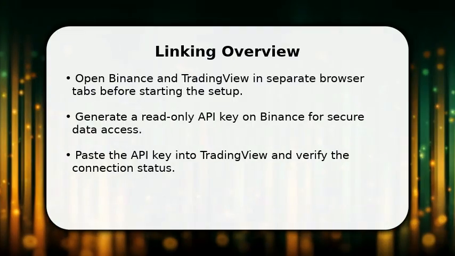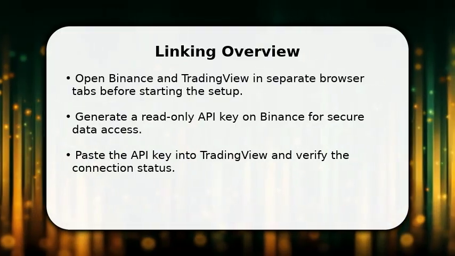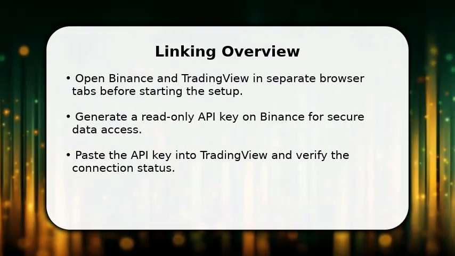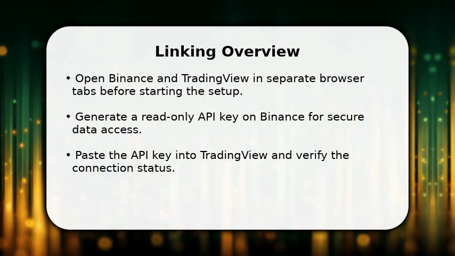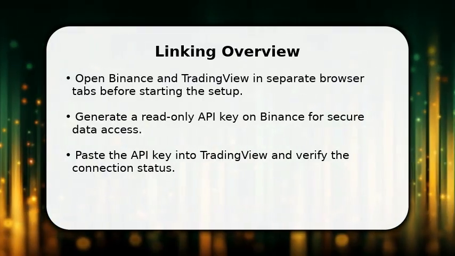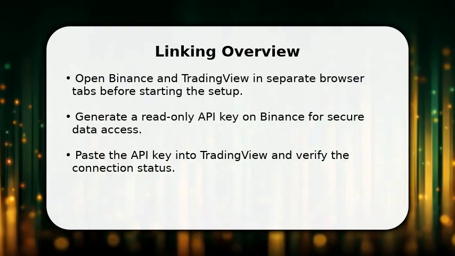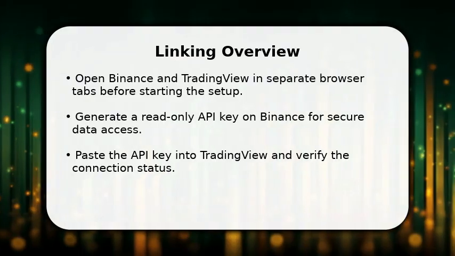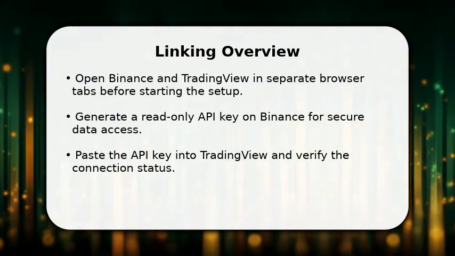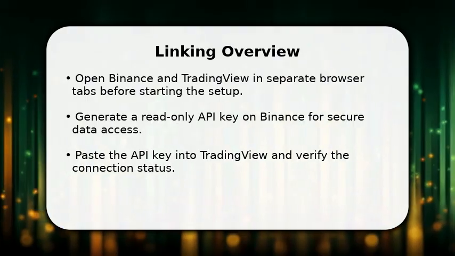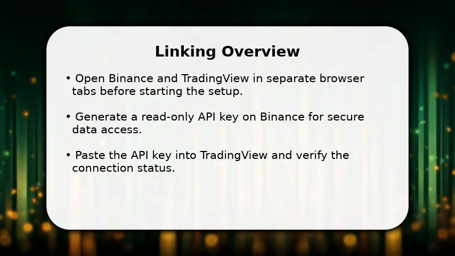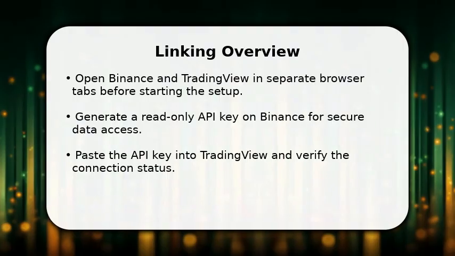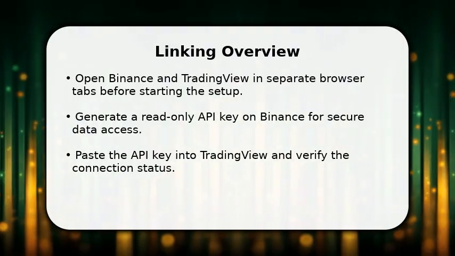In this video, I will show how to link Binance to TradingView step by step. First, open Binance and TradingView in different tabs and sign into both accounts. Create a read-only API key on Binance with minimal permissions and copy the key and secret. Then paste those credentials into TradingView's Exchange connection form, verify live data, and follow my security tips to revoke keys if anything looks wrong or suspicious.